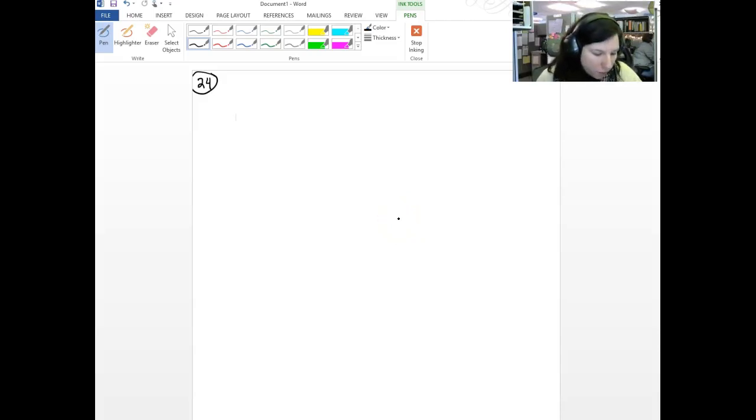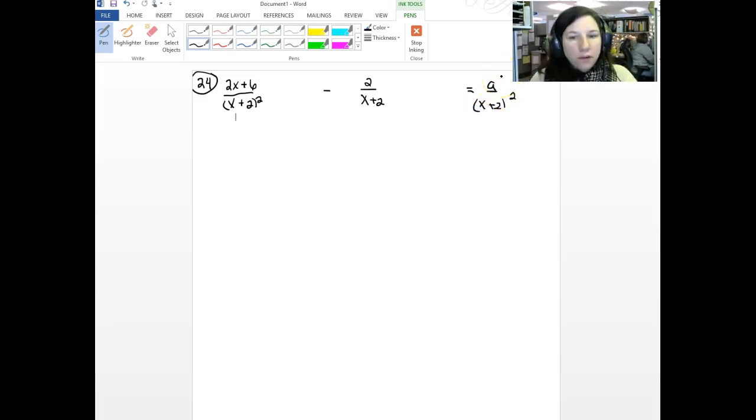All right, number 24. For number 24, it gives you an expression: 2x plus 6 over x plus 2 squared, minus 2 over x plus 2. And then they say it's equivalent, so this is equivalent to a over x plus 2 squared. They want us to solve for a, right? So ultimately a is what I am looking for. We'll need to isolate that and see what it's equal to.